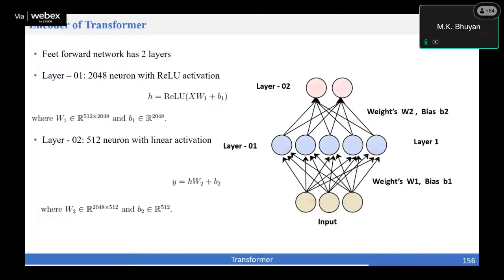That means we are moving into a high dimensional space, and also we are applying the non-linearity. And after this, in layer number 2, we are doing the compression. That means in layer number 2, we have only 512 neurons.